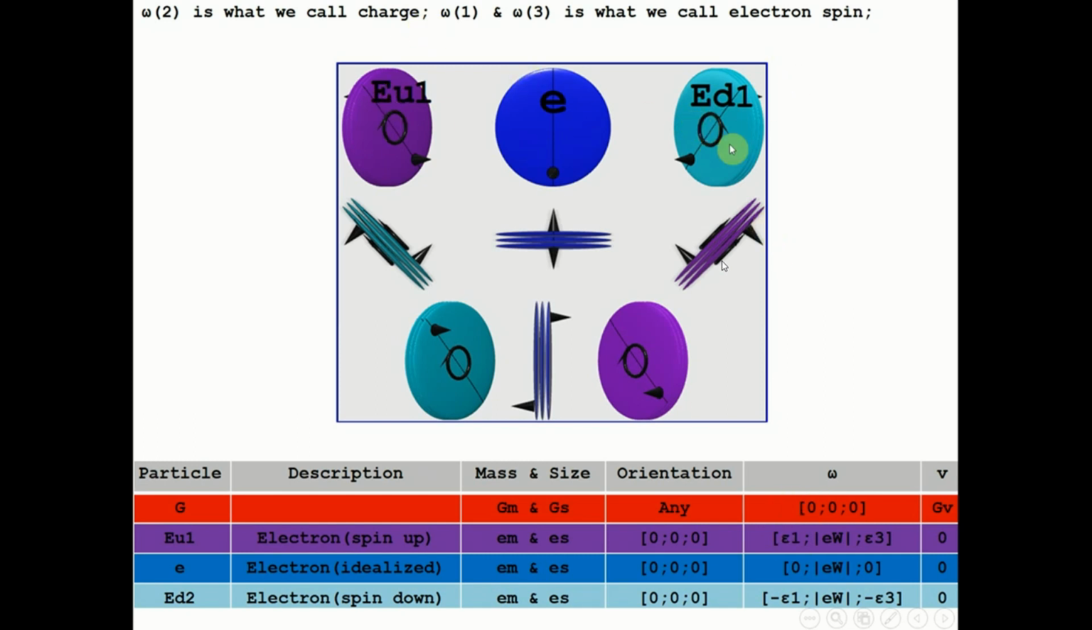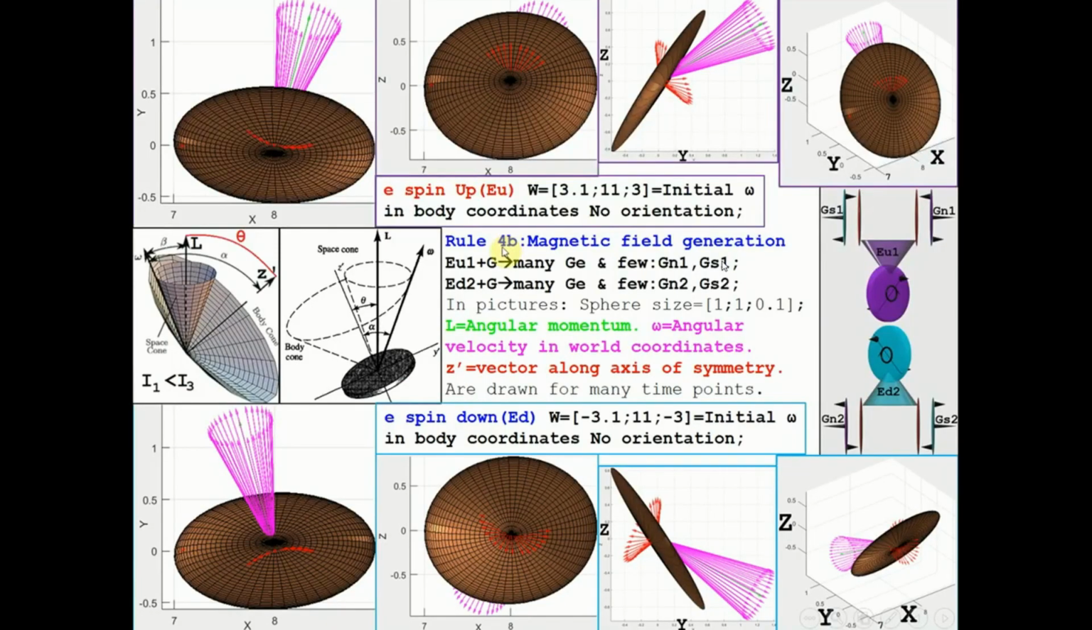You can see these three lines represent three points of view. Because the spheroid is not a sphere and it looks like a plate, its rotation will have precession. In other words, its angular velocity vector will change at every time point. In the upper picture, we can see the motion of a spheroid that has angular velocity 3.1, 11, and 3, which is a spin up electron. And in the lower pictures, we can see an electron with angular velocity minus 3.1, 11, and minus 3. This is a spin down electron. We will call the spin down electron ED and the spin up electron EU.